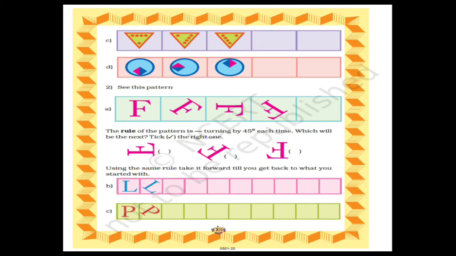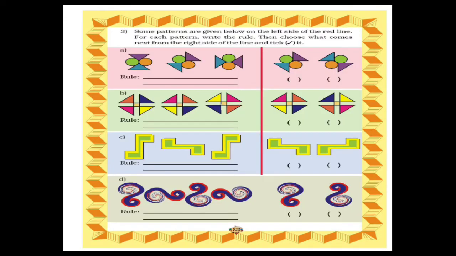Now let's continue on the next page. Now let's read what is given. Some patterns are given below on the left side of the red line. For each pattern, write the rule. Then choose what comes next from the right side of the line and tick right on it. Now some patterns have been given, and in this blank you have to write the rule. So how it is taking turn or how it is turning. So you will write this, and then you have to identify from these options which answer will come, which option will be correct.